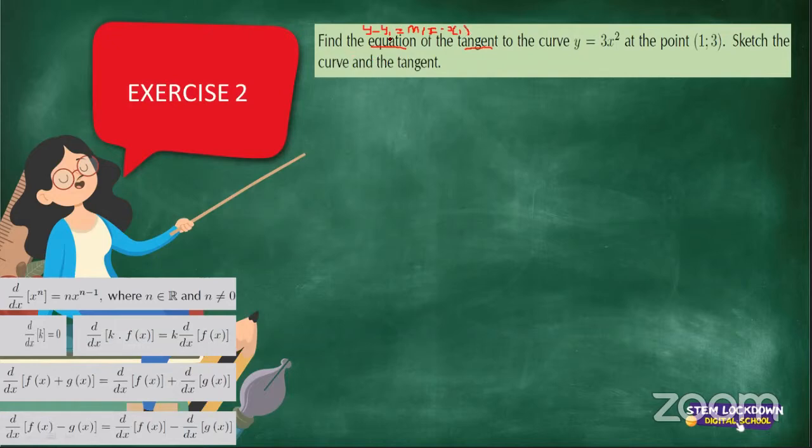So you have to find the equation of your tangent. This is the general equation of the curve at a point (1, 3). So we have a tangent which is passing through this point, and we are given a function. Okay.